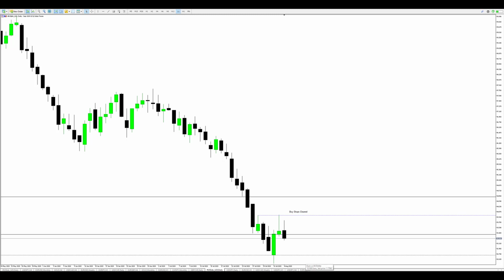So yeah, that's pretty much about it, guys. Just wanted to share with you how I came to the decision of taking these short trades on these two assets on a Tuesday.